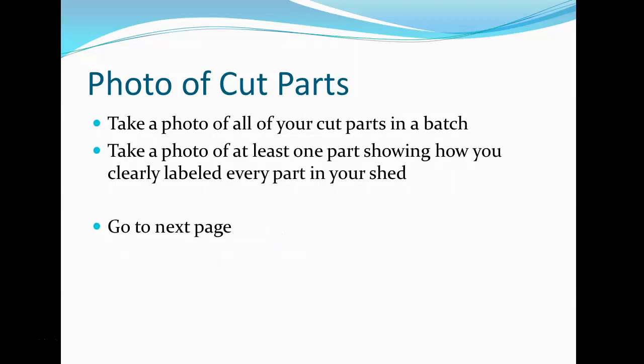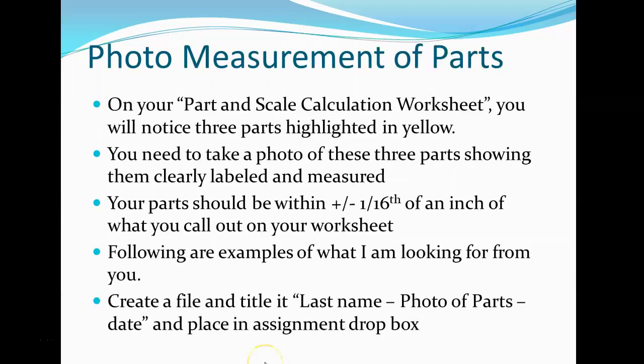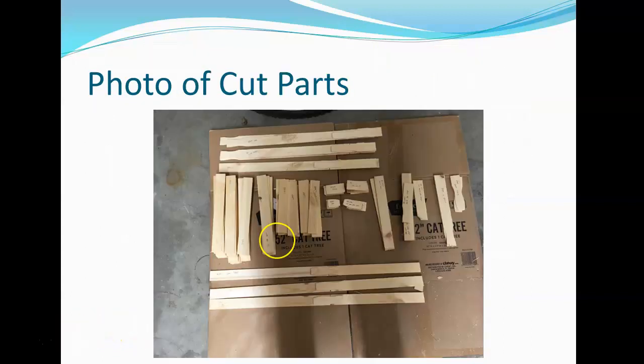I need you to take a photo of all your cut parts in a batch, and then I need you to take a photo of at least one part showing how you clearly labeled every part in your shed. On your part and scale calculation worksheet, you will notice 3 parts highlighted in yellow. You need to take a photo of these 3 parts showing them clearly labeled and measured. Your parts should be within plus or minus 1/16 of an inch of what you call out on your worksheet. Following are examples of what I'm looking for from you. Create a file and title it last name, photo of parts, date, and place in the assignment Dropbox.